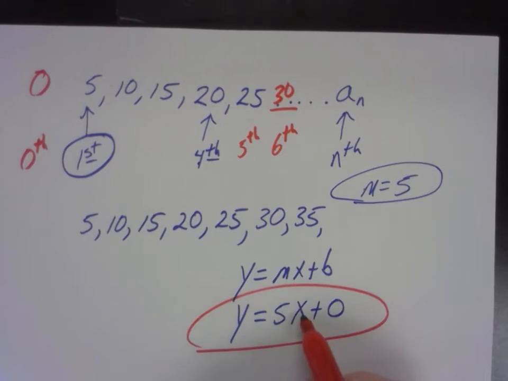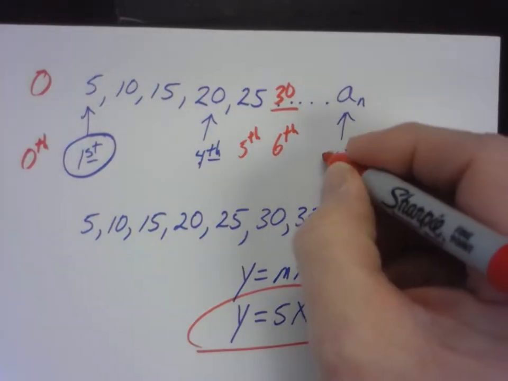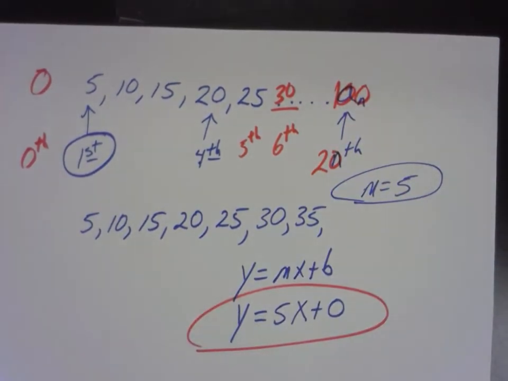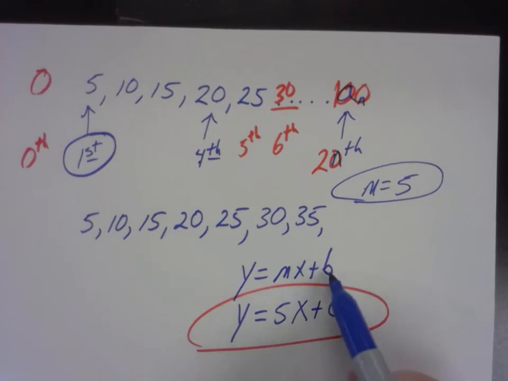Yeah, we put 20 right there. 5 times 20 is 100. That's right. So if we want the 20th term, we can do that. We just have to remember that the y-intercept is not term 1. It's term 0. It's what we get when we put 0 in. And if you can remember that, you can come up with an equation for this.